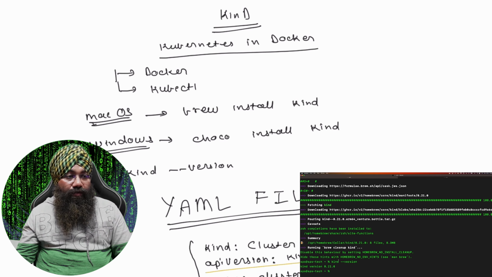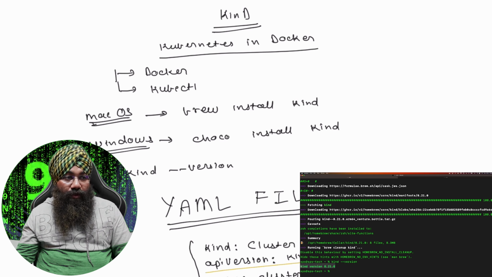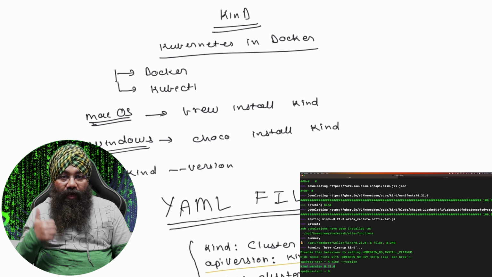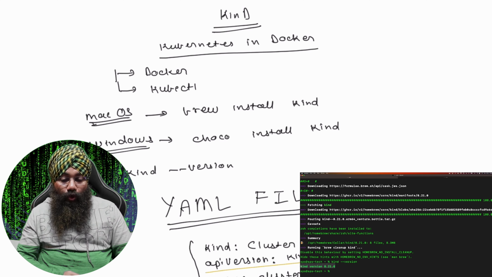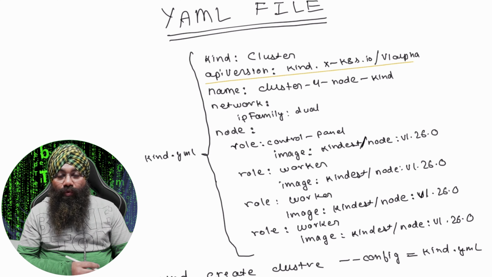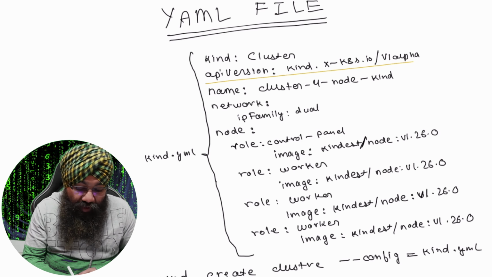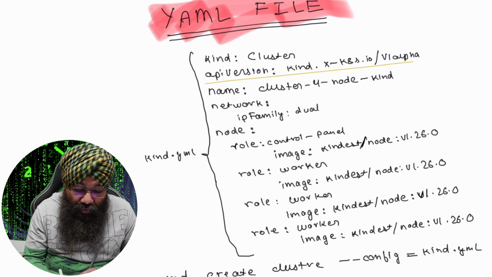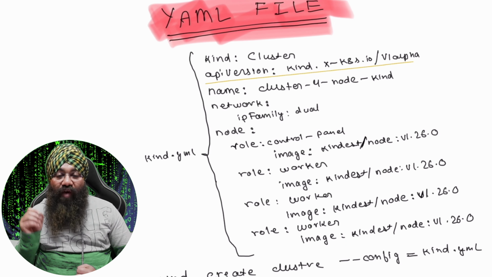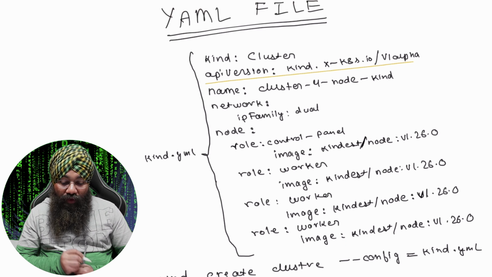If we hit this, we can see that it is showing us the version of kind installed, which means that our kind CLI tool is also installed. Okay. So now if you want to create a cluster using kind, we have to configure a YAML file. Okay. So this is a more fine-grained configuration that we need to give.